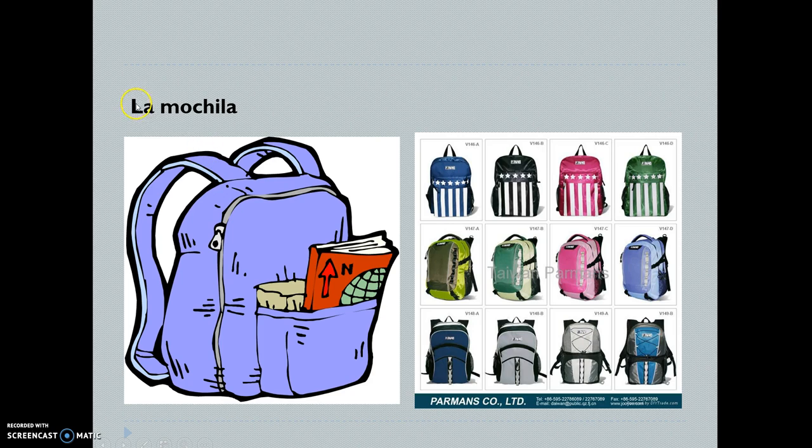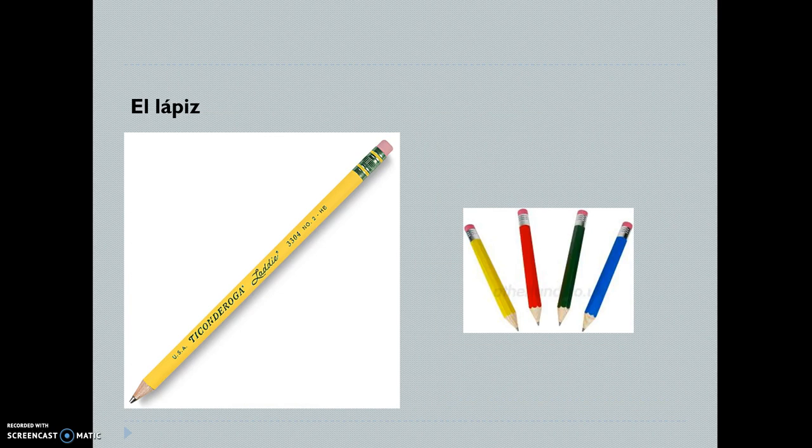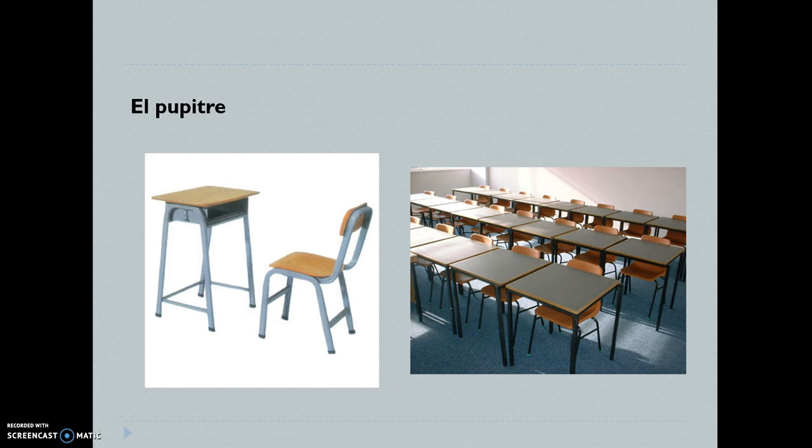La mochila. Y aquí el plural, las mochilas. El lápiz. Remember, what did we say we have to do? When there's a Z at the end of a word, what do we have to do to make it plural? Los lápices. That Z changes to a C. El pupitre. Los pupitres.